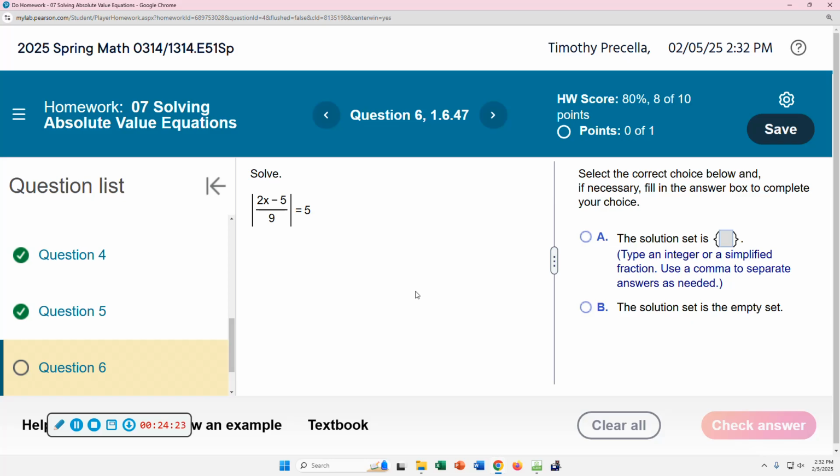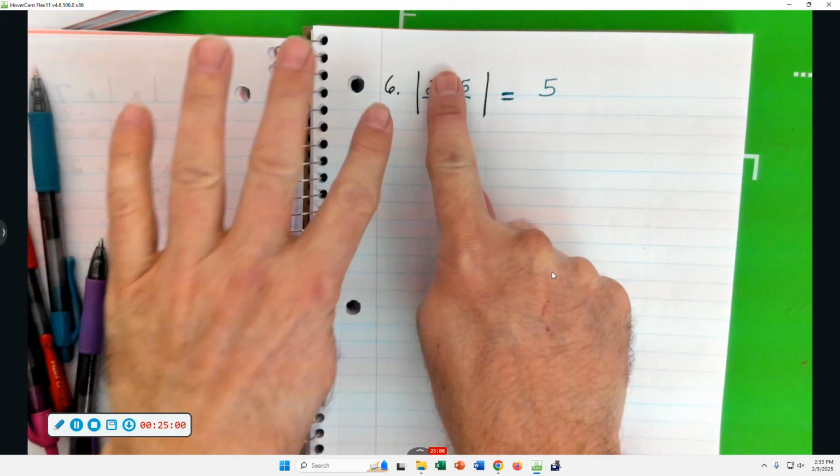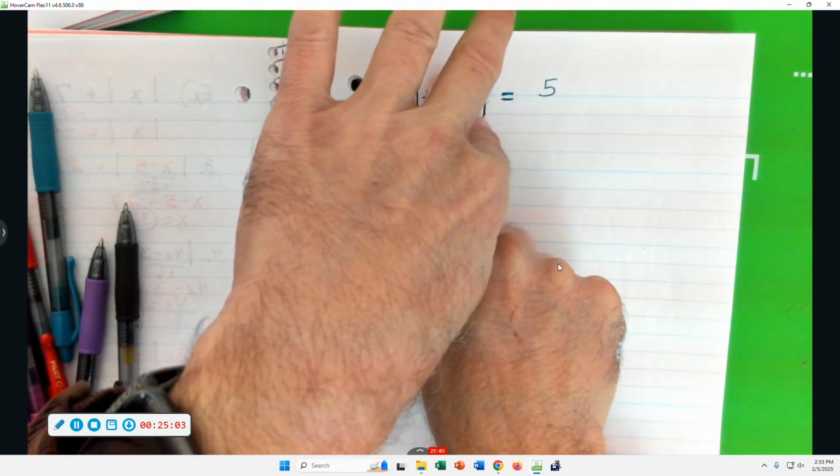Oh wow, it's got to get harder, doesn't it? They've got to bring in some fractions. Absolute value of, let's see, 2x minus 5 all over 9 equals 5. Look, there's a lot of stuff inside the absolute value bars, but hopefully you agree with me that the absolute value bars are isolated. Doesn't matter what's inside them, but those bars need to be by themselves, and they are.